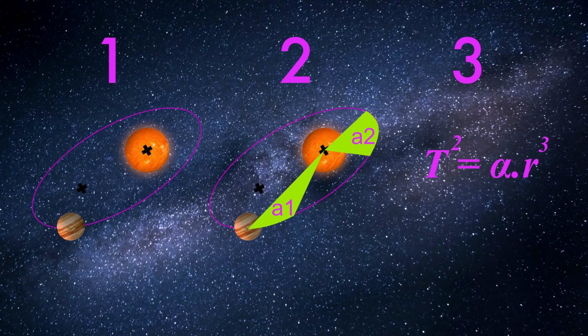Kepler's third law of planetary motion is a mathematical equation that states that the square of the period of an orbit is proportional to the cube of its semimajor axis. This captures the relationship between the orbital periods of the planets and their distance to the Sun.